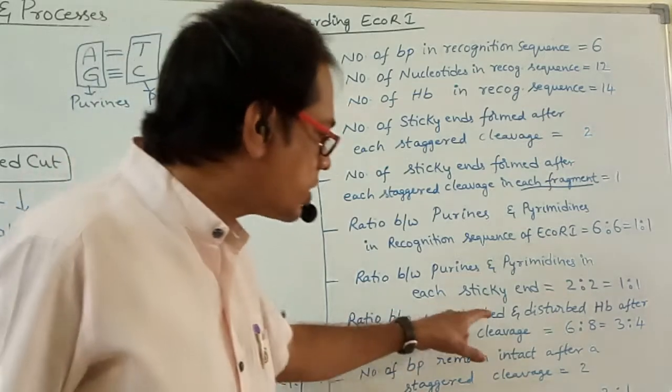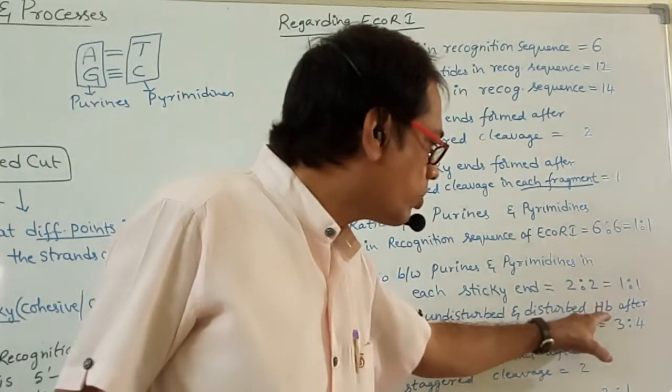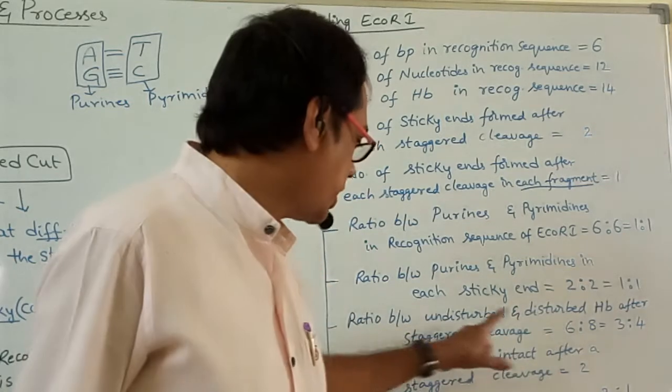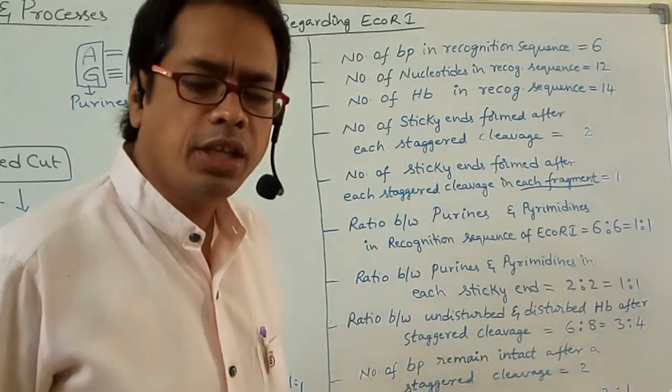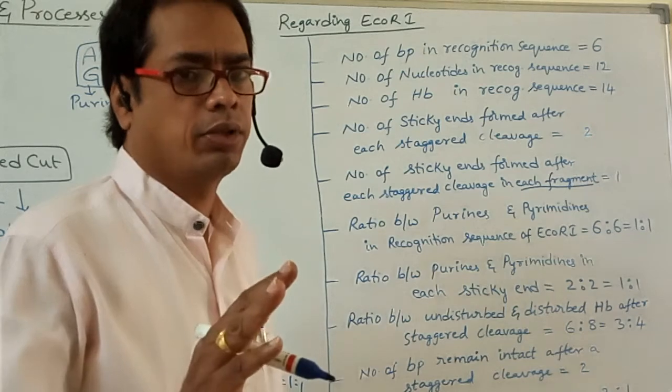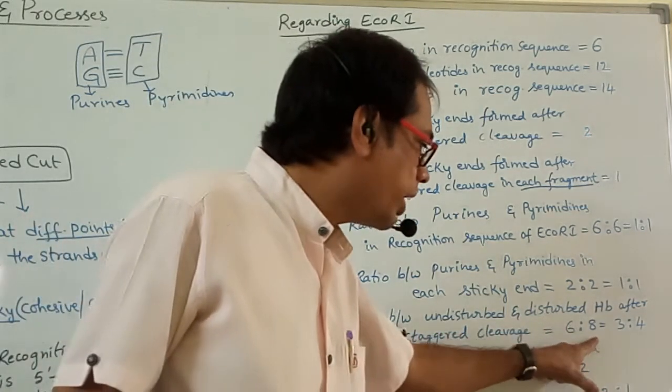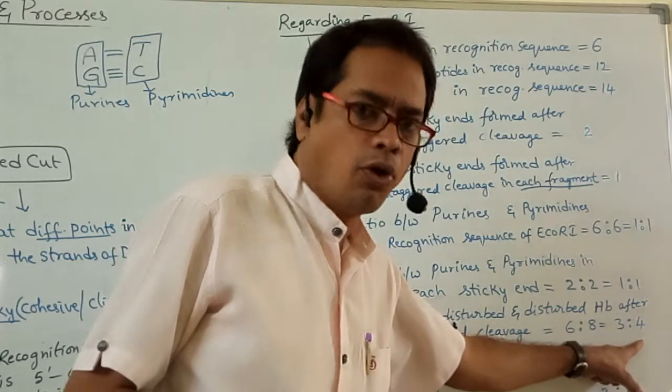Ratio between undisturbed hydrogen bonds after staggered cleavage. GC hydrogen bonds are undisturbed. AT hydrogen bonds are disturbed. So that is 6 is to 8, that is equal to 3 is to 4.